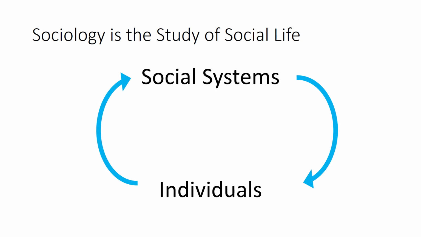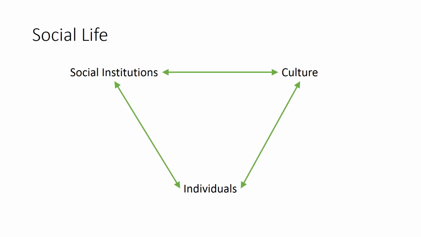When we started the course, we learned that sociology is the study of social life, and that social life is the dynamic relationship between social systems and individuals. We also talked about how social systems come in two major forms: culture and social institutions. We might think of this model as looking a little bit more like this, in the way that social institutions and culture and individuals are all dynamically interacting with and related to one another.